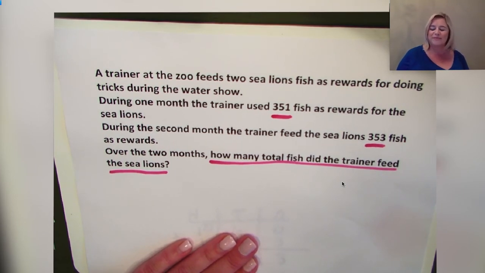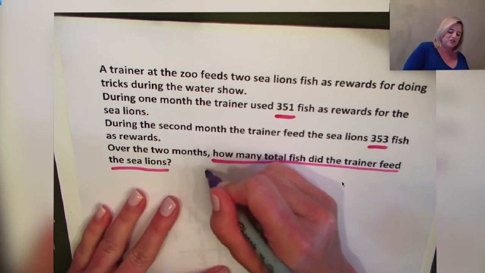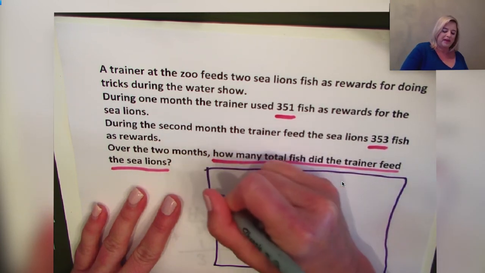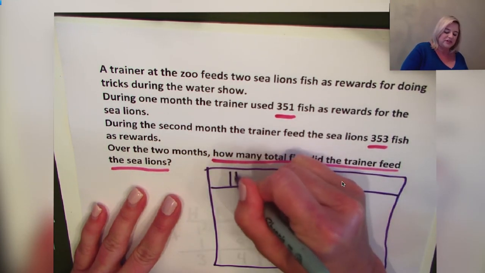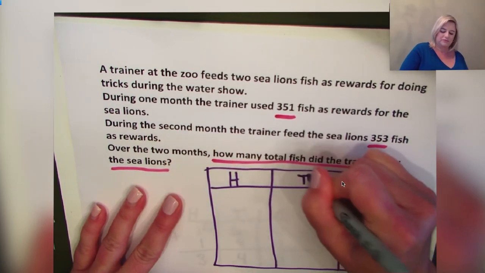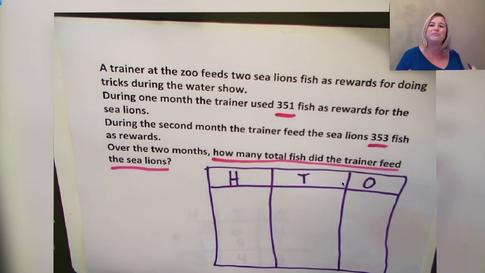Go ahead and grab another one of your place value mats. And I want you to think, what do we need to do? How can we figure out the answer to our problem? Very good. I heard you say we need to build models of the fish numbers. So how many fish were there the first month? Good reading, 351. So I'm going to draw 351.